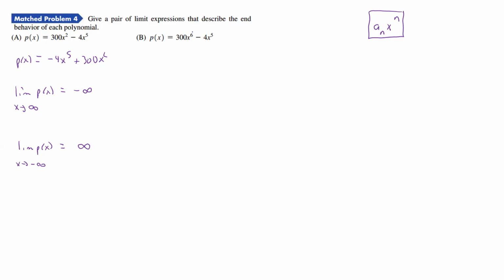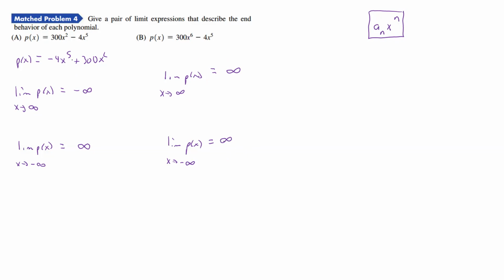What about this one? This one is written with the sixth and fifth powers, so this is a perfect order. We can go straight to the limit of p of x as x approaches infinity and the limit of p of x as x approaches negative infinity. If we plug in positive infinity here, a plus to the positive is a plus, this is a plus, so we get a positive infinity. Now, if we put a negative infinity in here, a negative to the sixth power is positive, and positive times a positive is positive infinity.